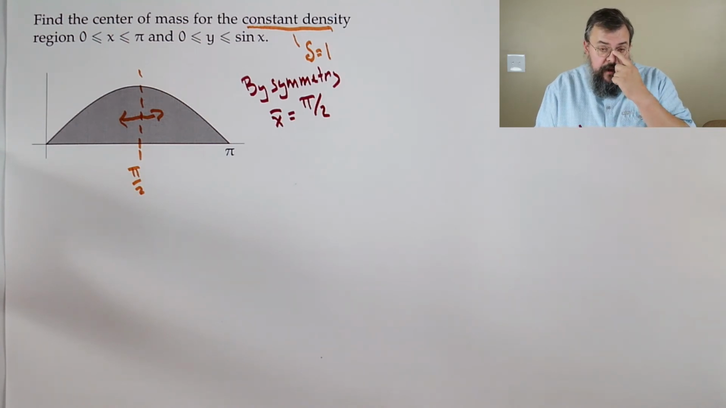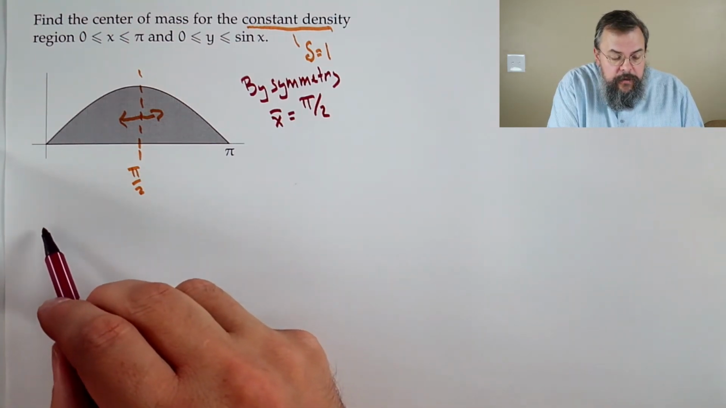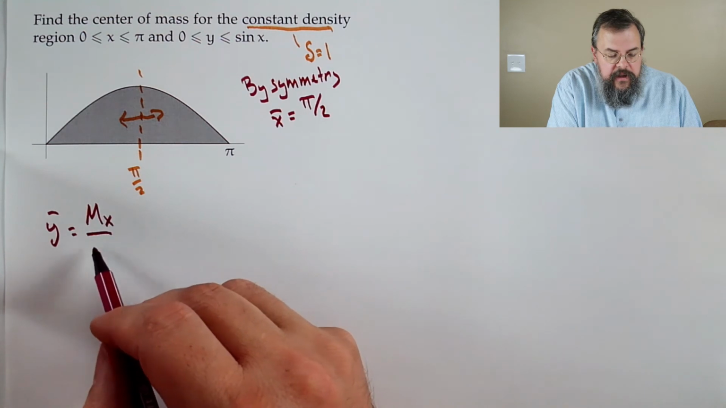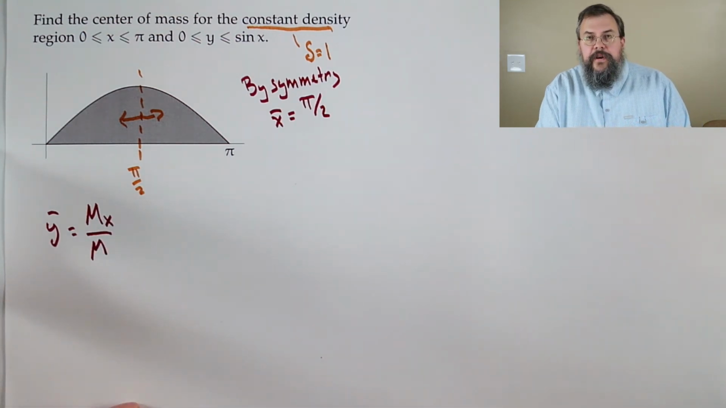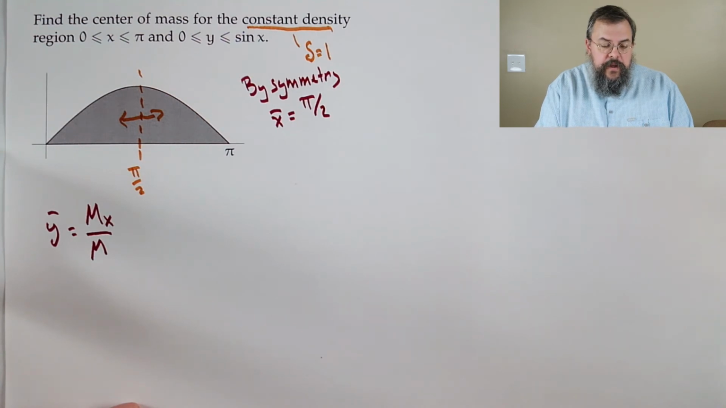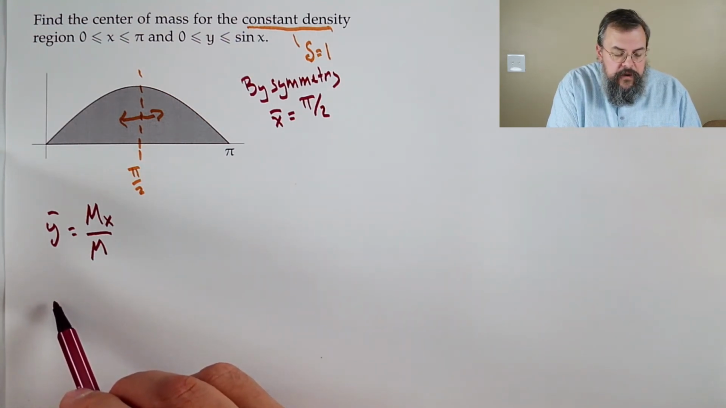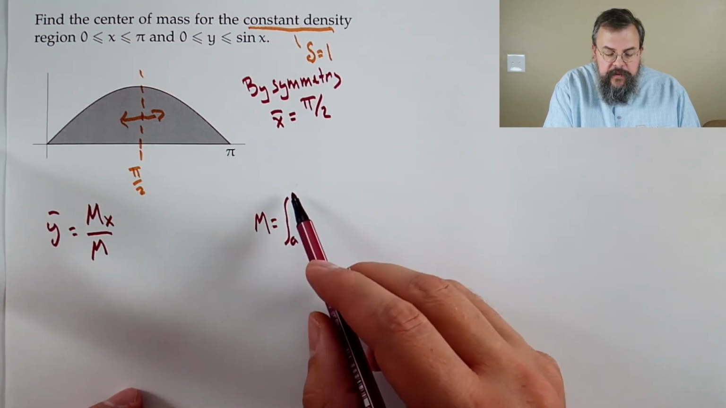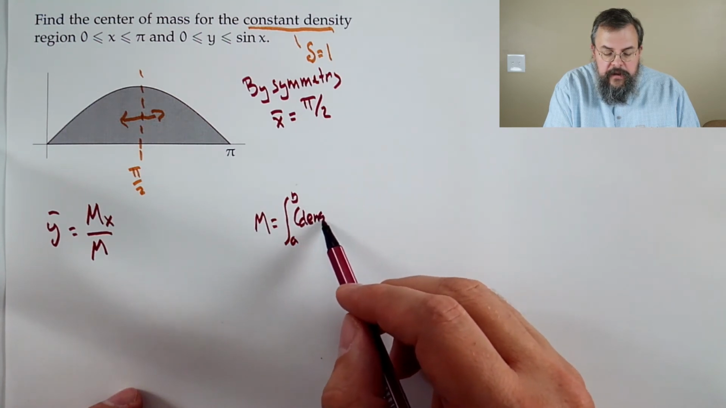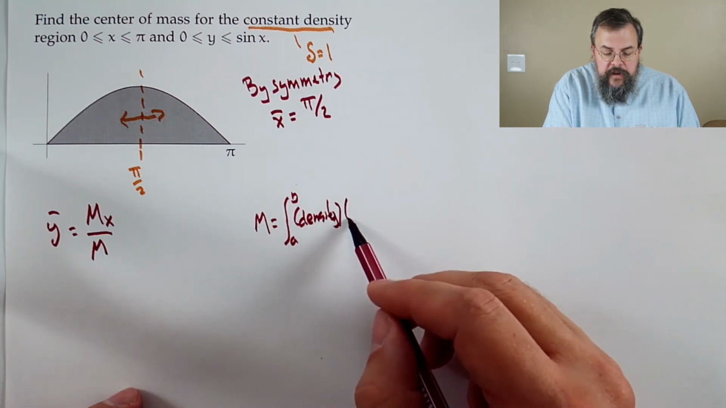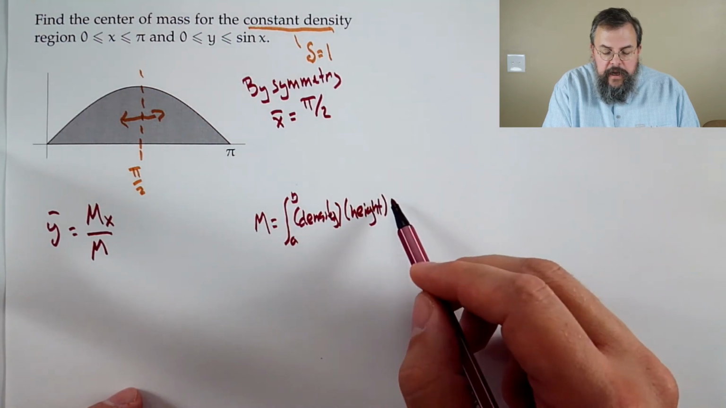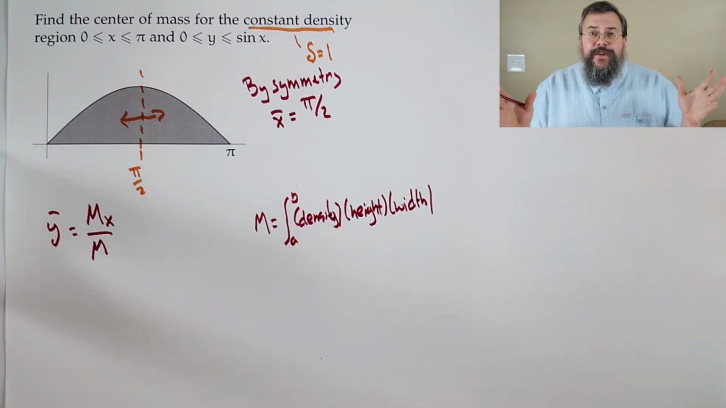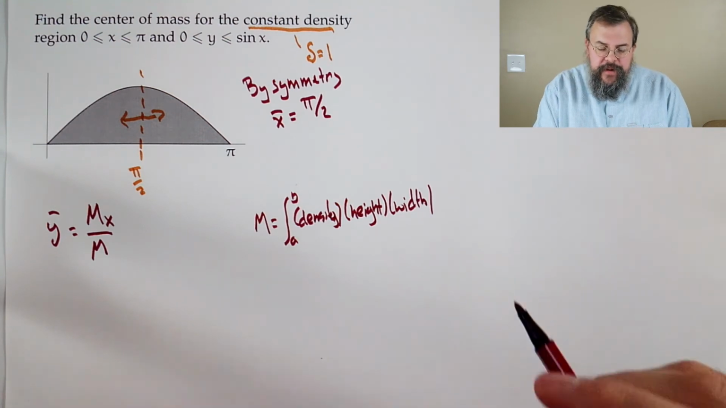So how do we find the y-coordinate? Well, the y-coordinate is the moment with respect to x divided by the mass. So we have to go through and run these computations. We'll start with the mass. Mass is adding up, start to finish, our density, our height, and our width. Okay, that's just our generic formula. It's always nice to start with our generic formula, and then start figuring out what happens.